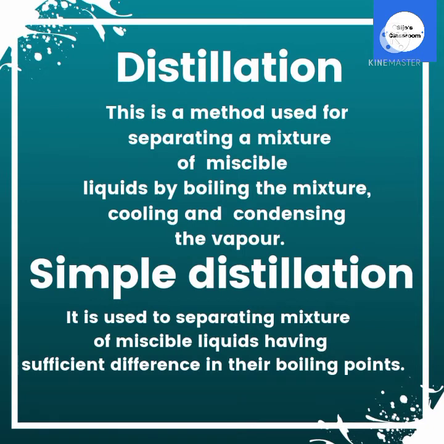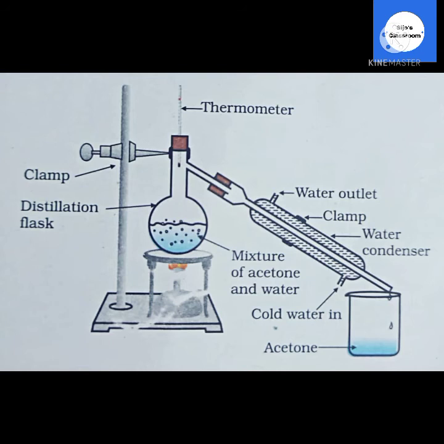Sixth method is distillation. This is a method used for separating a mixture of miscible liquids by boiling the mixture, cooling and condensing the vapor. Next, what is meant by simple distillation? It is used for separating a mixture of miscible liquids having a sufficient difference in their boiling points. This picture is related to simple fractional distillation.